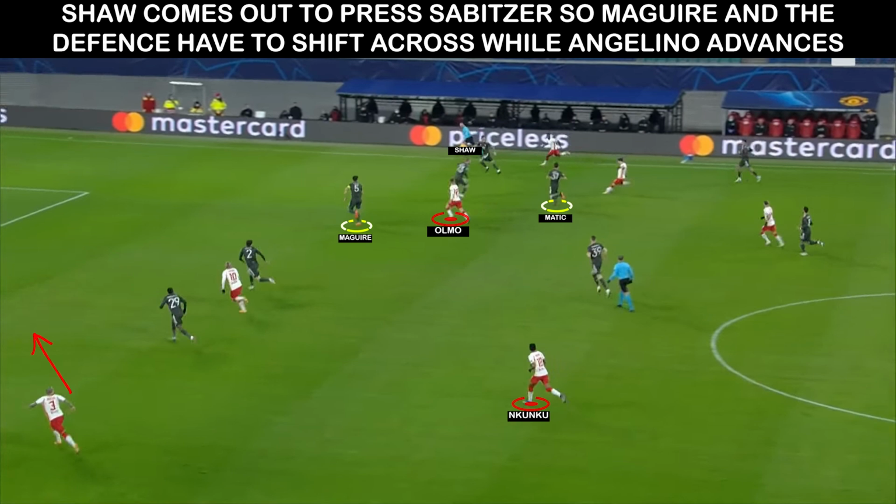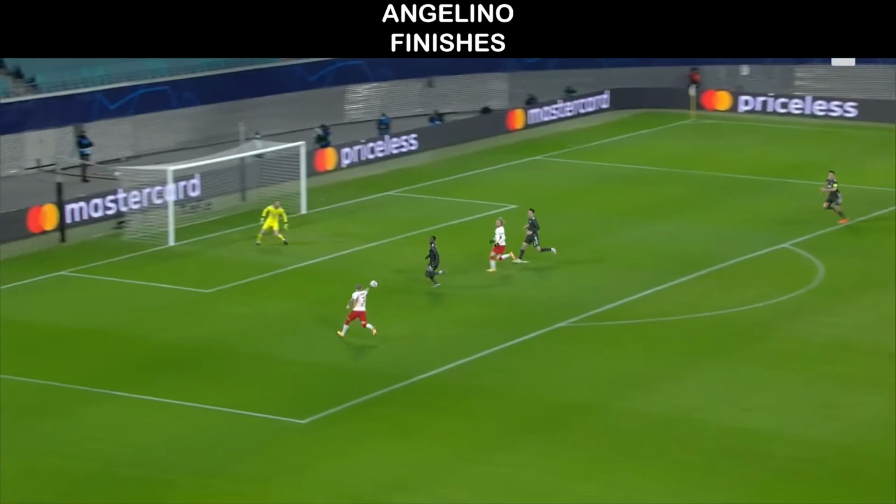Shaw is drawn out to confront the extra midfielder, forcing Maguire to cover Olmo, and so too the rest of the defence has to shift, meaning that Wan-Bissaka, who would have been on Angelino, is central instead. Sabitzer gets the cross in, and Angelino finishes brilliantly at the back post. The second goal is also interesting in the build-up.